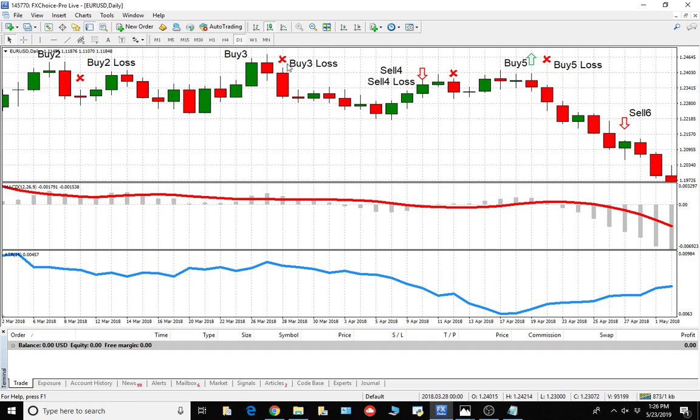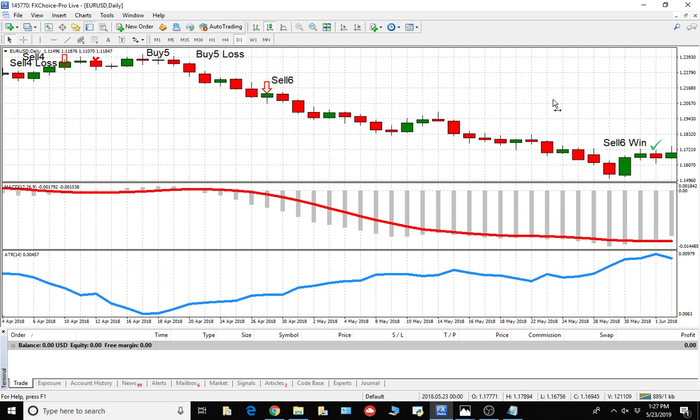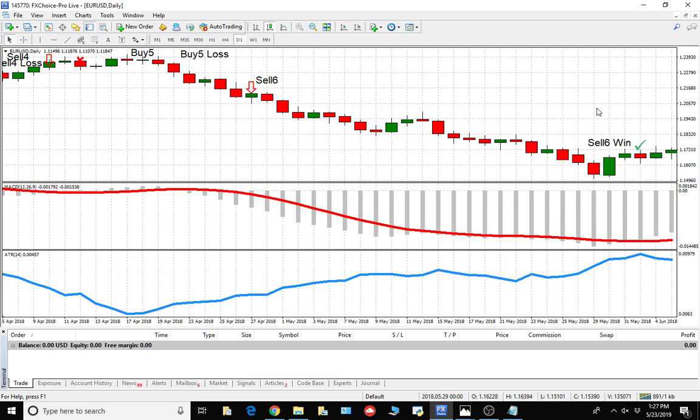As you can see here, 3 was a loss, then we got an actual sell right here, was a loss. A buy came across here. It was above. You gotta zoom in sometimes. And that was a loss there. Got our first sell win right here. That was a nice little run there.